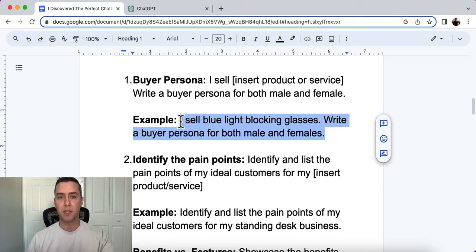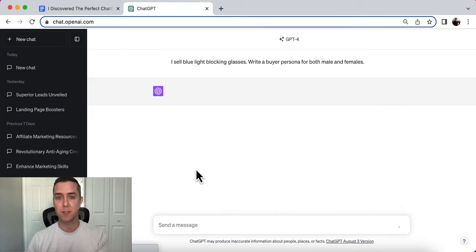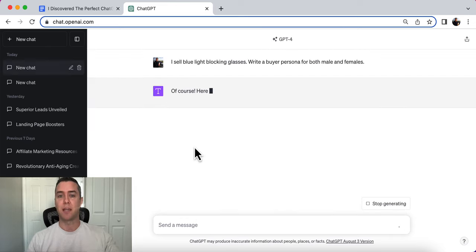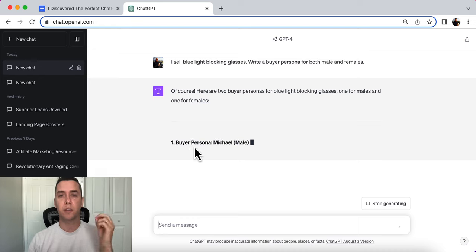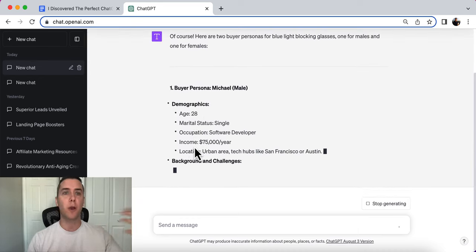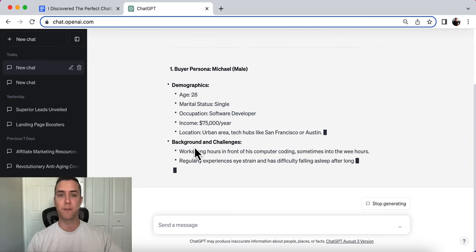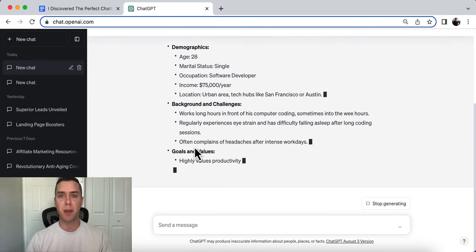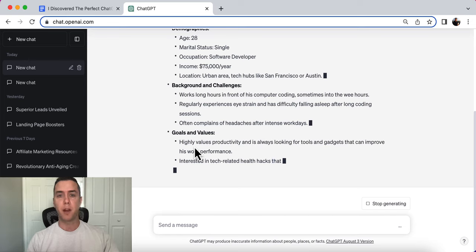Now the example that we're going to be using is I sell blue light blocking glasses, write a buyer persona for both male and female. All right, let's put it into ChatGPT and get some outputs, right? So this is going to give us critical information that we are going to be able to use and get insight for to be able to craft our marketing message much more effectively. Most people don't even think about this when they start marketing their products or their services.